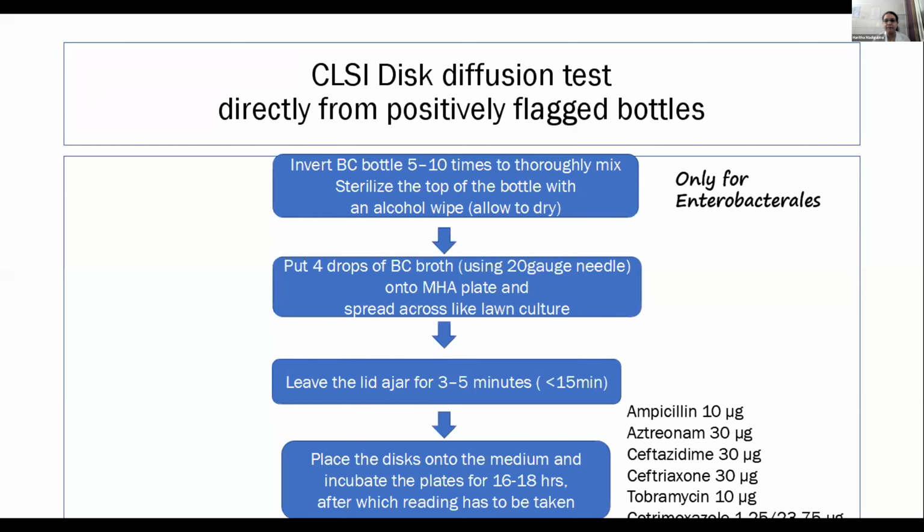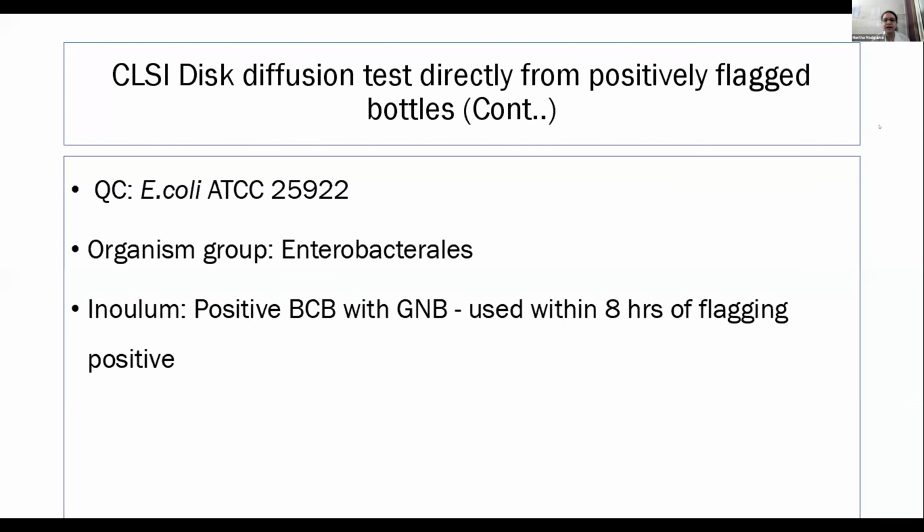Now coming to the QC which we use here, it is the ATCC E. coli 25922. So this is the QC which has to be used, and the organism group I already explained to you, it is only for the Enterobacterales. Now as soon as the blood culture bottle flags positive, it should be used within 8 hours of flagging positive. Maximum up to 8 hours of flagging positive, the DST has to be done. All of you understood, clear with this?